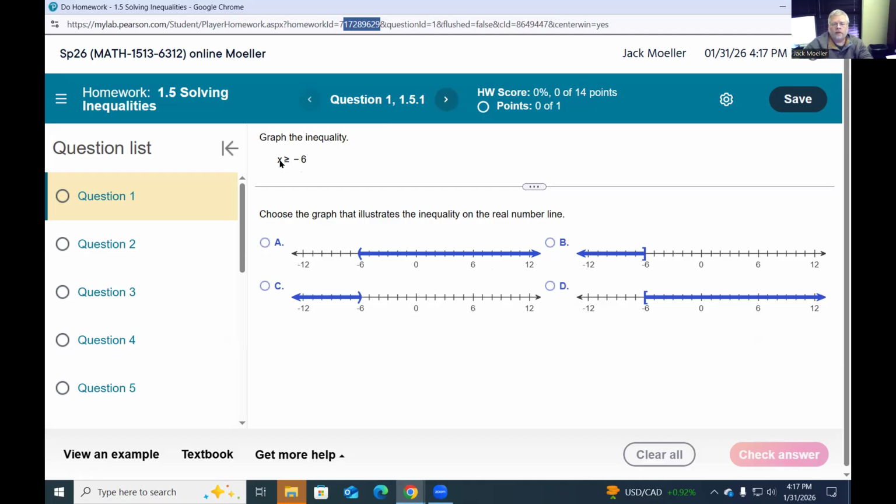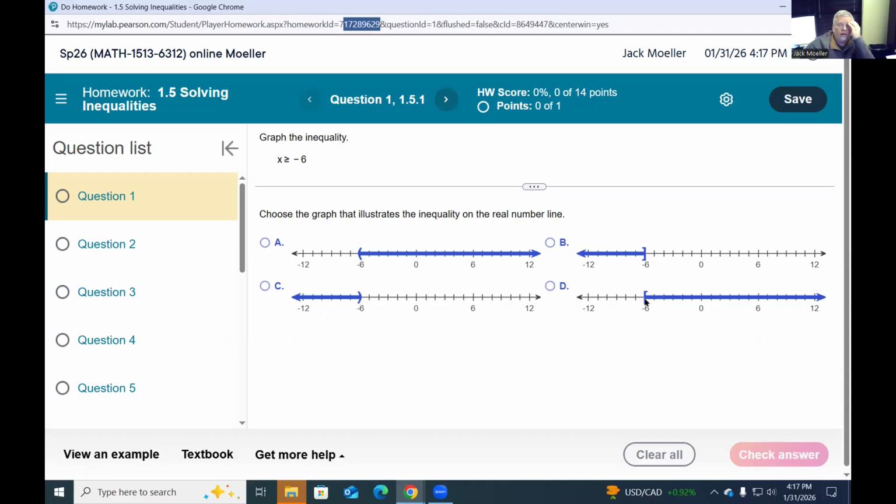So when I see this, x is greater than -6. Since x is greater than, we're going to the right. So it can't be B or C because those are going to the left. And so A and D start at -6 and go to the right. Do we want parentheses or brackets? Well, there's an equals, so we use the brackets. Or depending on the problem, we could have a closed circle.